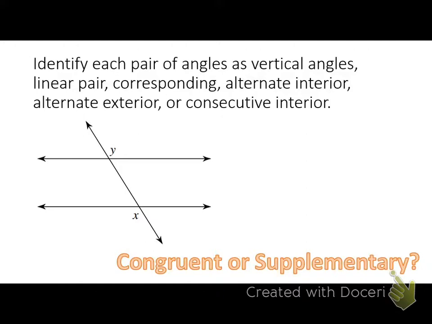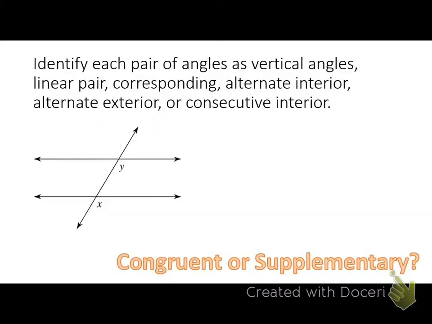Good. So, are they both on the inside or both on the outside? They're both on the outside, and they're alternating across the transversal. Y is on the right side of the transversal, and X is on the left side. So, alternate exterior, which makes them congruent. Next one, it says identify each pair, and then tell me congruent or supplementary.